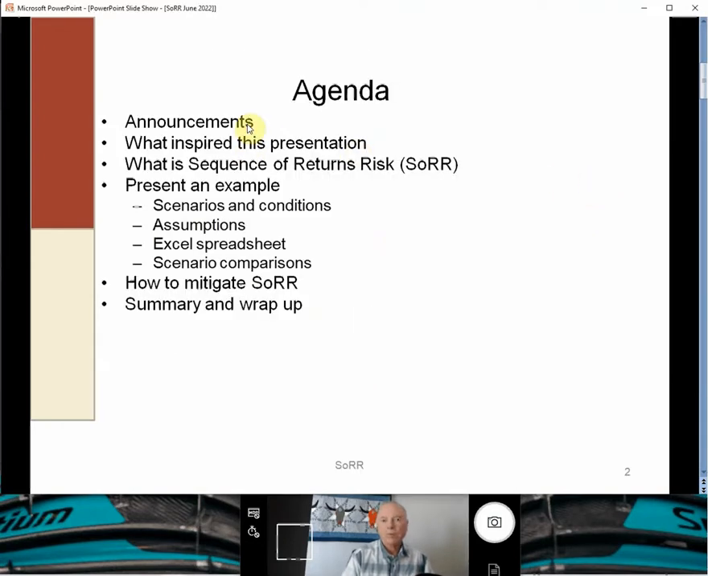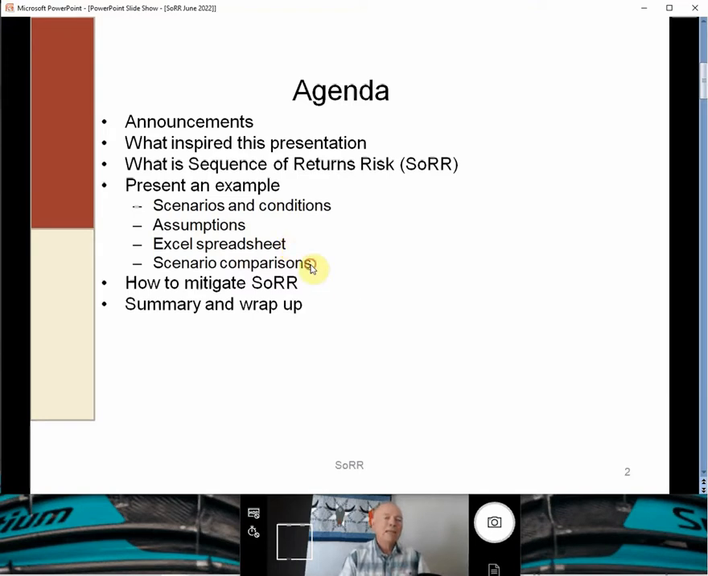First, I'm going to open up with a few brief announcements, followed by what inspired this presentation. Why did I decide to talk about sequence of returns risk today, and what exactly is meant by sequence of returns risk. Then I'm going to present an example to demonstrate what sequence of returns risk is all about. And I'm going to share with you what the scenarios are. There's only two, and the conditions with respect to those two scenarios, my critical assumptions, and of course, none of my presentations would be complete without an Excel spreadsheet. So I'll segue over to my Excel spreadsheet model.